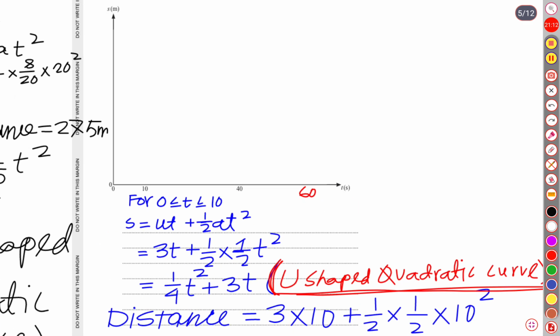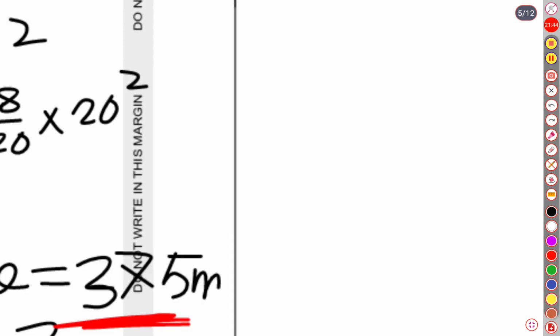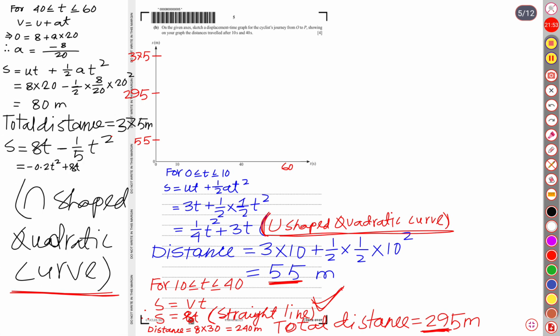Now the displacement. The first displacement was 55 meters, so let us write 55 along the vertical line. The first one was 55, the second will be 295, and finally it will be 275. These three values should be written across the vertical line, that means the displacement line. It's not 275, it should actually be 375 meters, so on top we are going to write 375. Our labeling has been done.